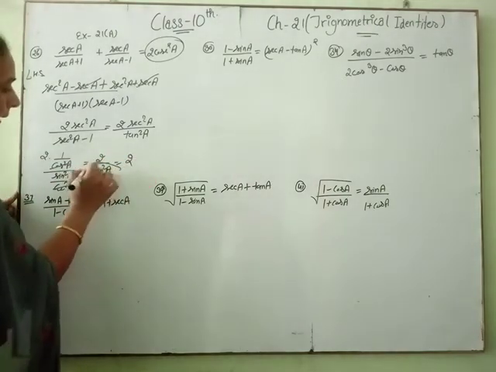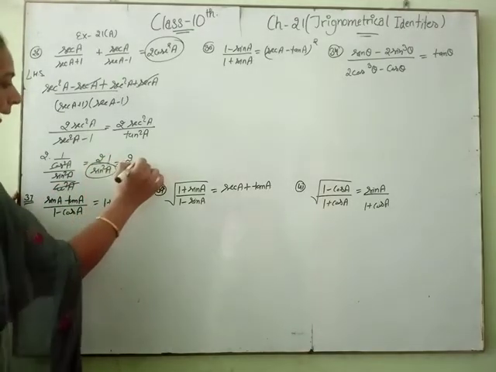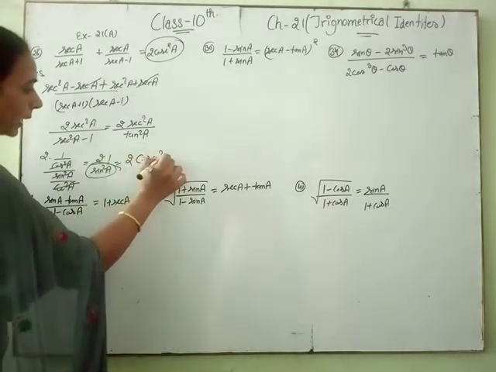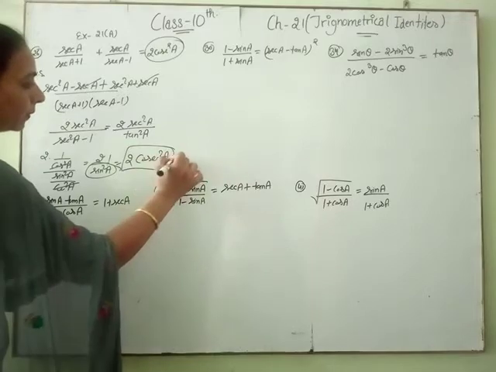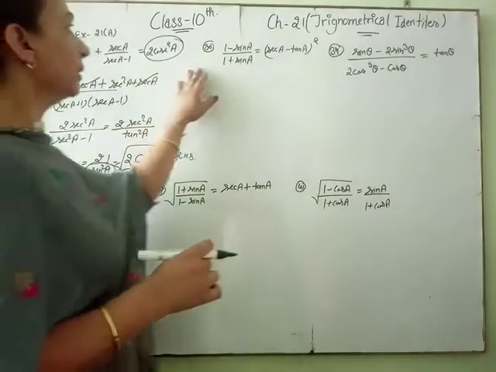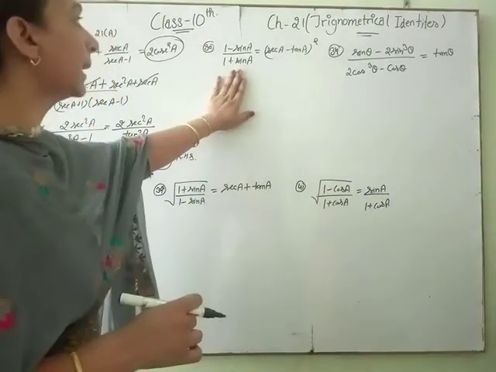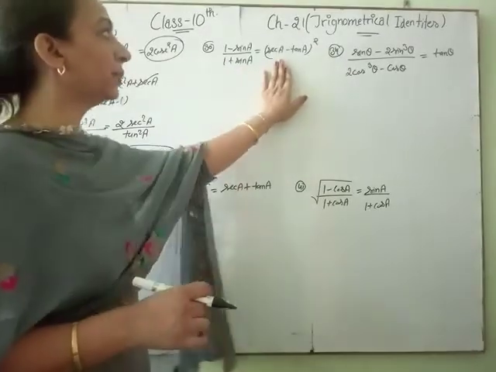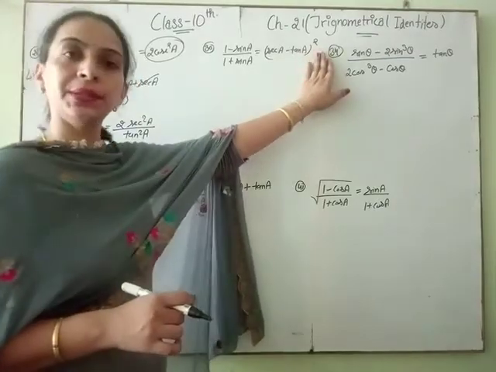2 as it is, and 1 by sin square equal to cosecant square A, and this equals the right hand side. Okay. Question number 30. (1 minus sin A)/(1 plus sin A) equals (secant A minus tangent A) square.